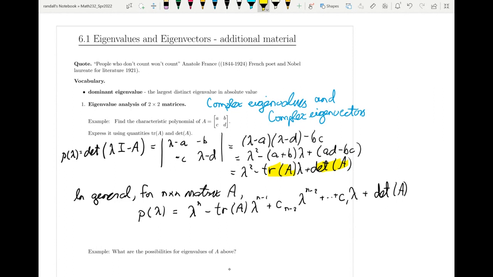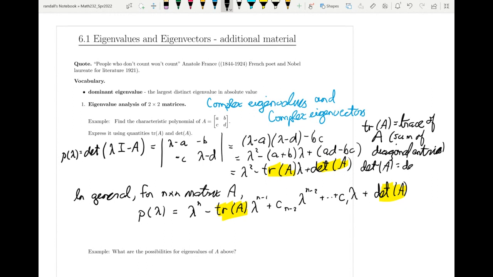So we see once again the trace of the matrix and the determinant of the matrix appearing in its characteristic polynomial. Let me just remind everybody what trace of A is. The trace of A, the sum of diagonal entries. And then the determinant of A. Okay, so that's two quantities that we can read off from the matrix itself that appear in the characteristic polynomial.